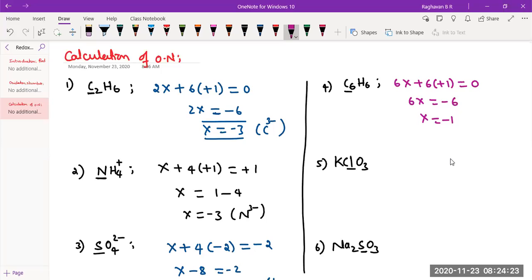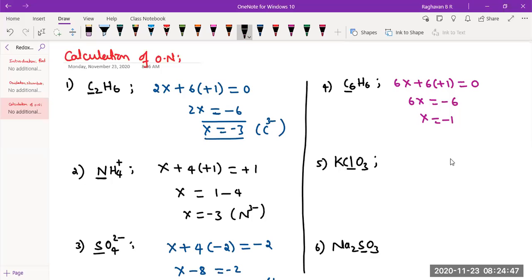You can see here in ethane, carbon is minus 3. In benzene, carbon is minus 1. Okay. See, that is one of the important factors which makes carbon form many compounds. It can vary its oxidation state from plus 4 to minus 4, including 0. That's the specialty of carbon, right?